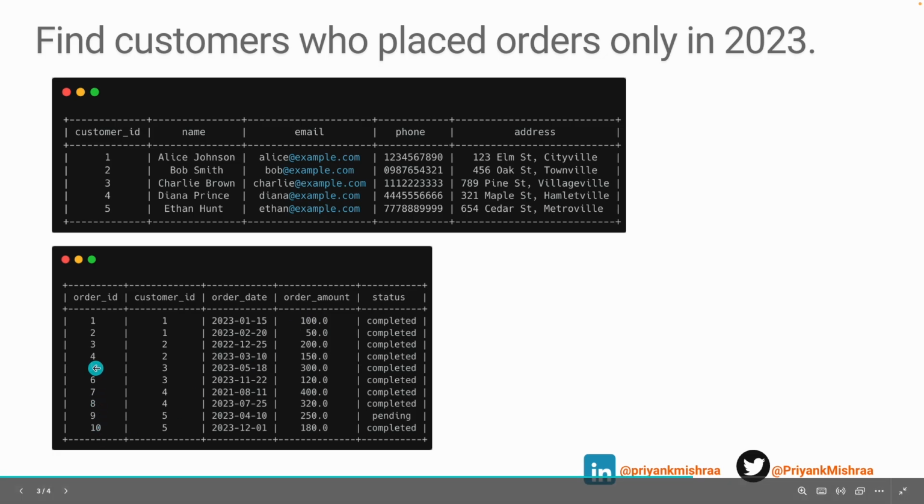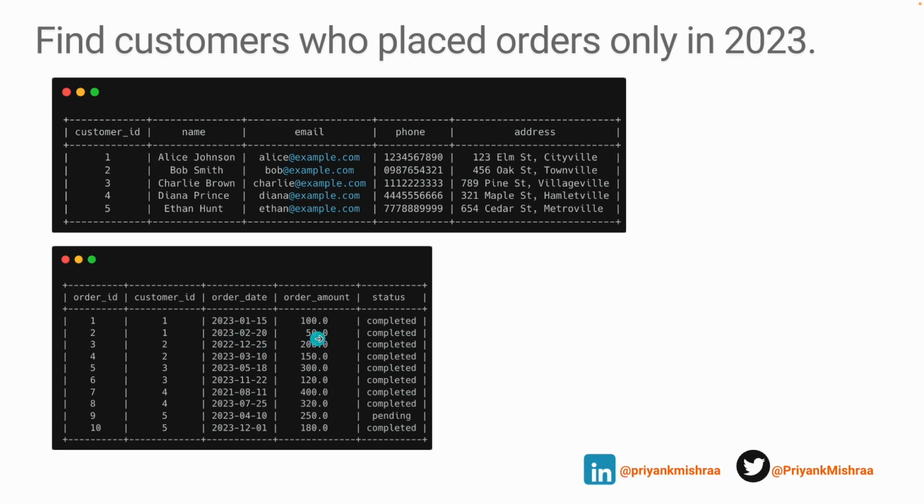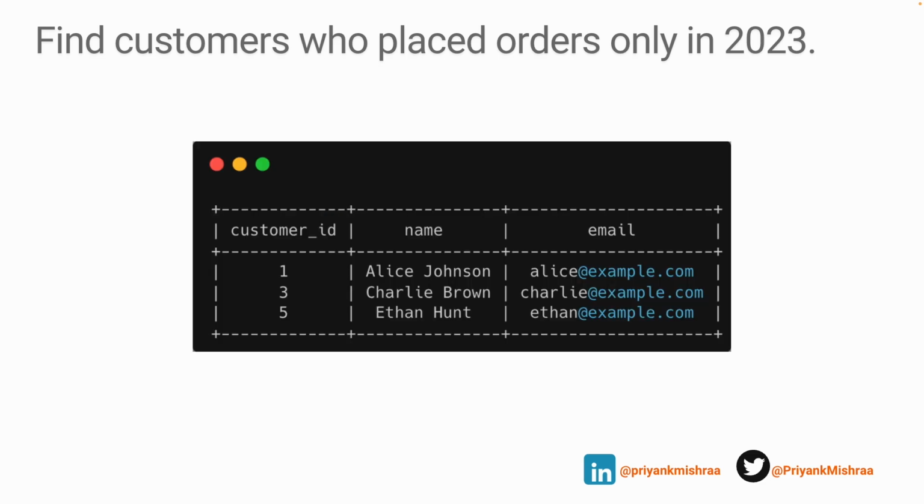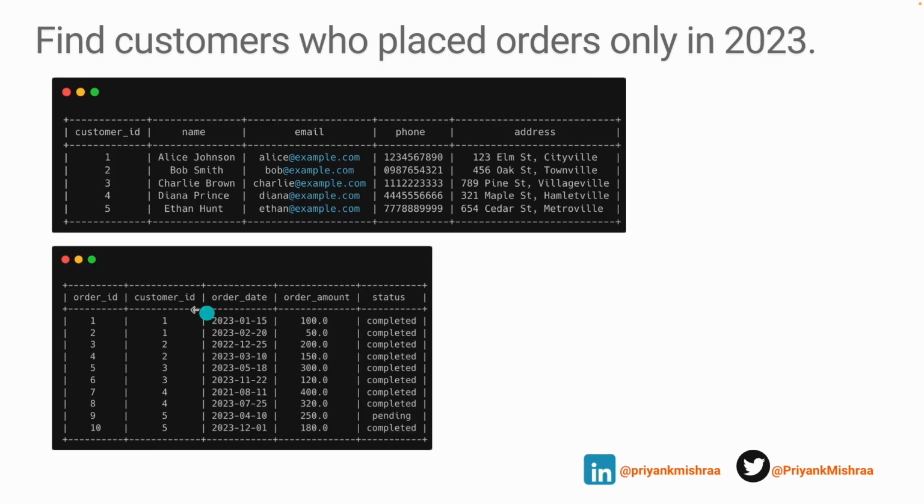So in the orders table, you have order ID, customer ID, order date, order amount, and status, whether it is completed or pending. And in the customers table, you have customer ID, name, email address, phone, address. And the output should look something like this. It should have customer ID, name, and just email address, the three pieces of information from primarily the customers table only.